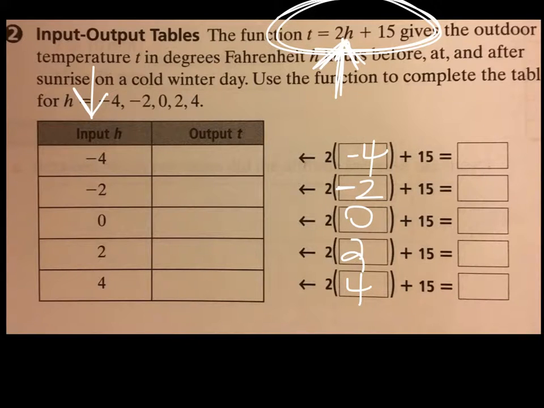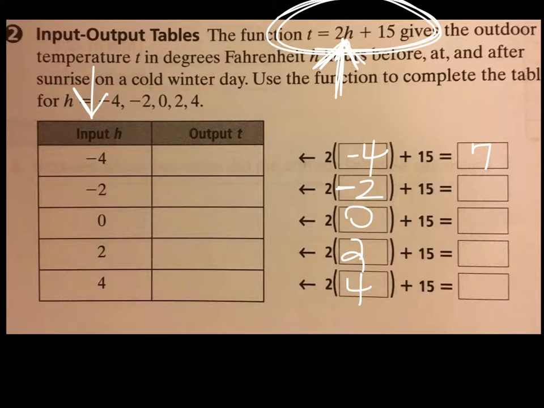Now your calculator will do this for you. If you put in 2, parenthesis, -4, parenthesis, plus 15, it should give you 7.